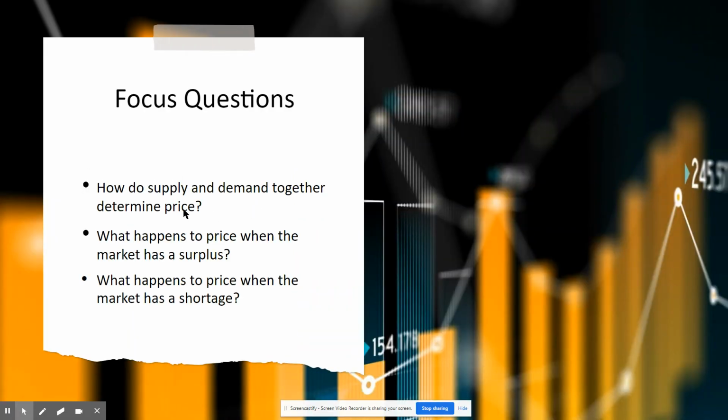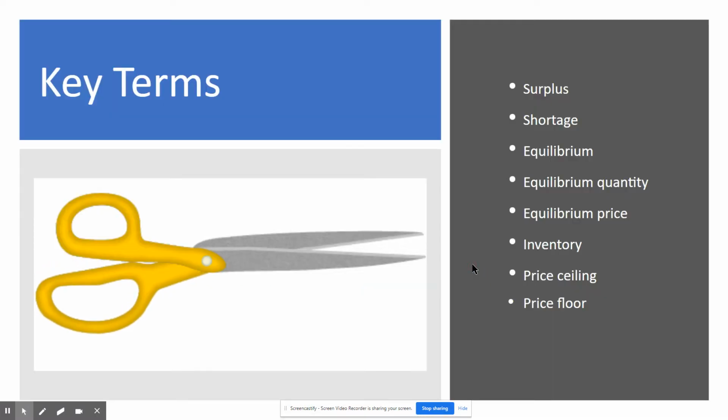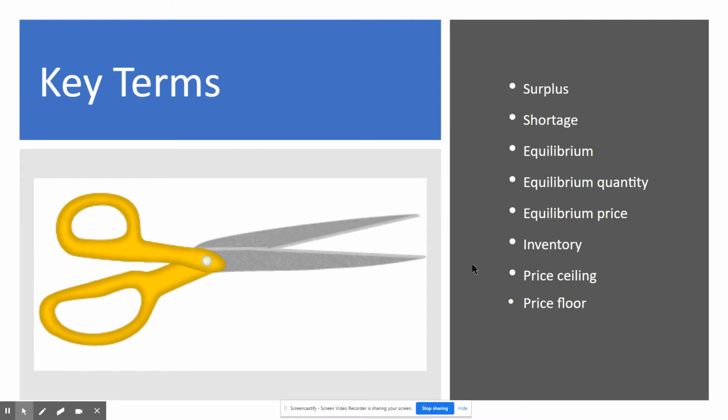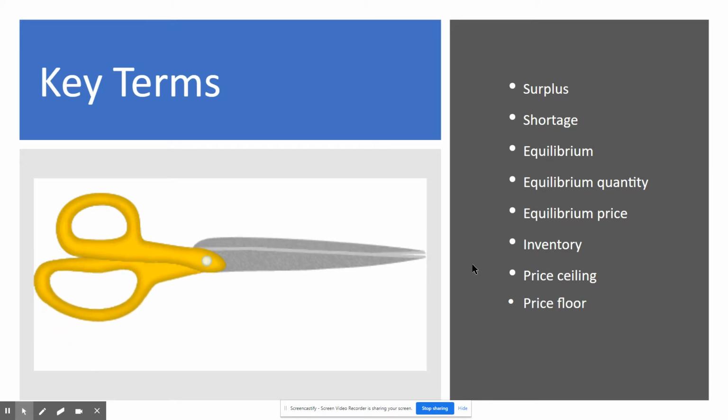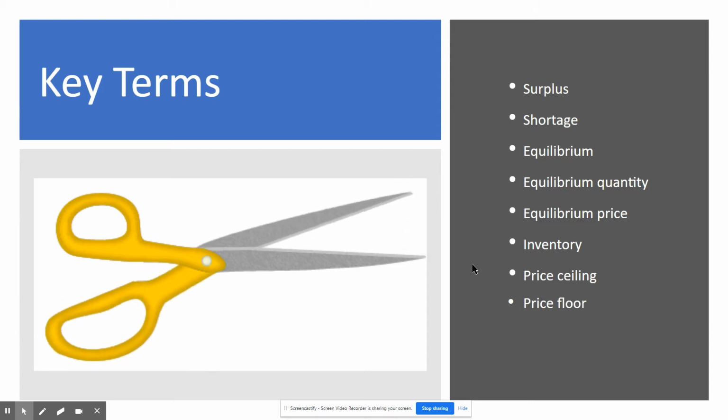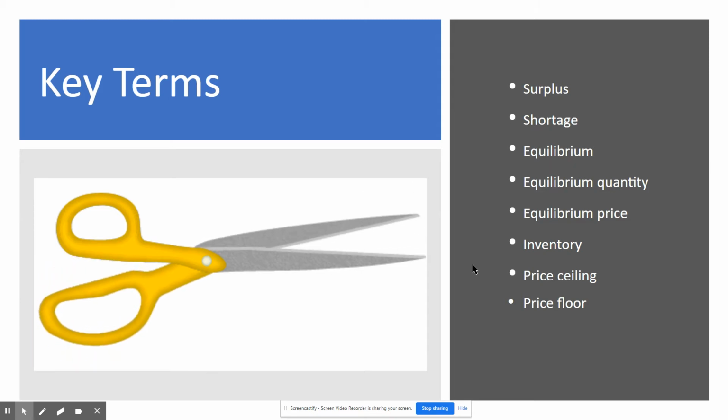We're going to look at how do supply and demand determine price? What happens to price when the market has a surplus? And then what happens to price when the market has a shortage? So the biggest new information that we're going to be presented with is price, which that one's very simple, and then surplus and shortage. So our key terms that we're going to look at are surplus, shortage, equilibrium, equilibrium quantity, equilibrium price, inventory, price ceiling, and price floor.